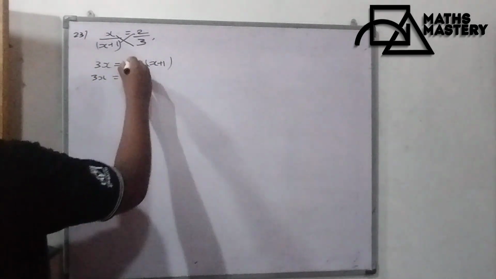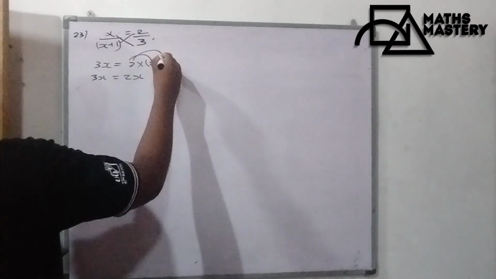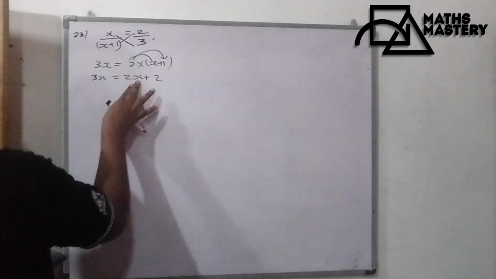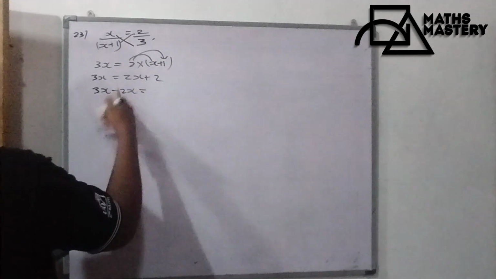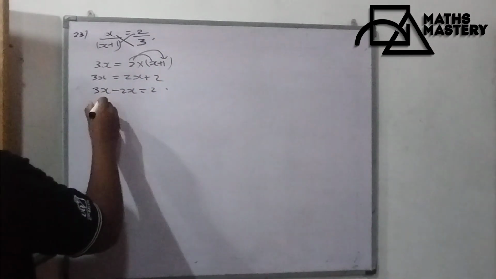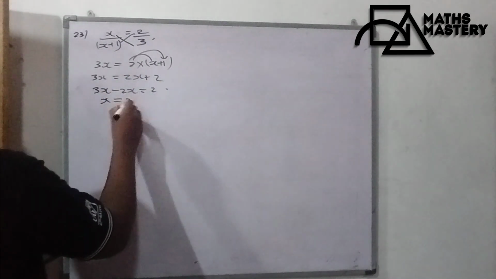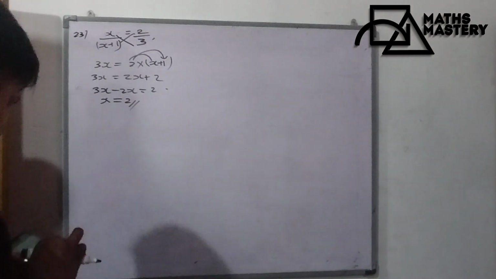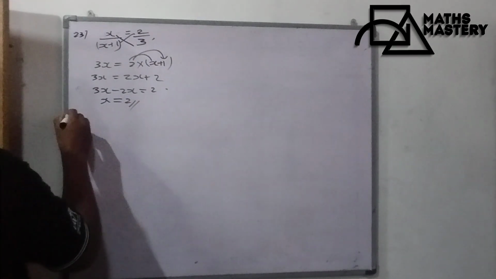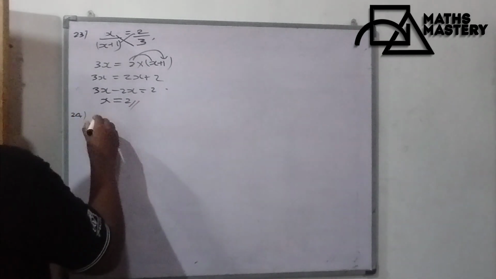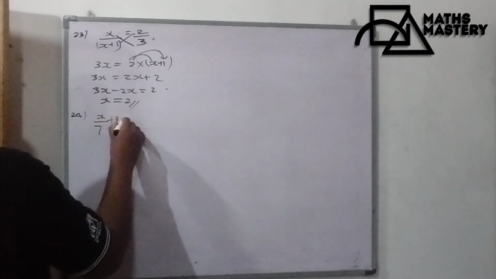3x equals 2 times x, which is 2x, 2 times 1, which is 2. So you bring this 2x here. If you bring this 2x to the left hand side, this becomes minus, is equal to 2. 3x minus 2x, you'll get the answer x is equal to 2. So that is the answer of the question number 23. Let's go for the question number 24. x over 7 plus 3 is equal to 15.